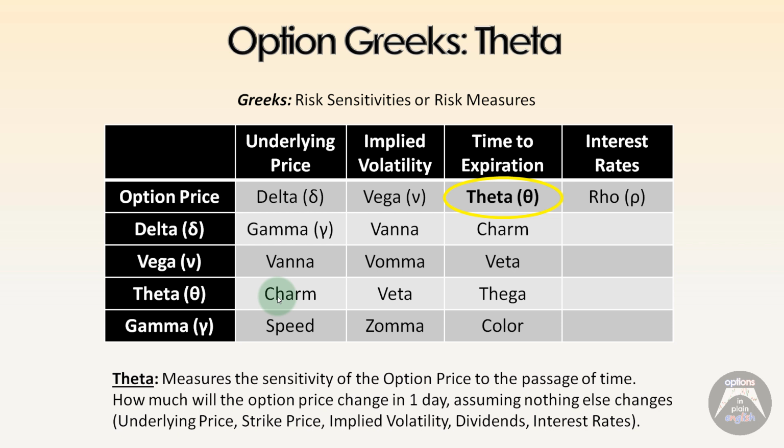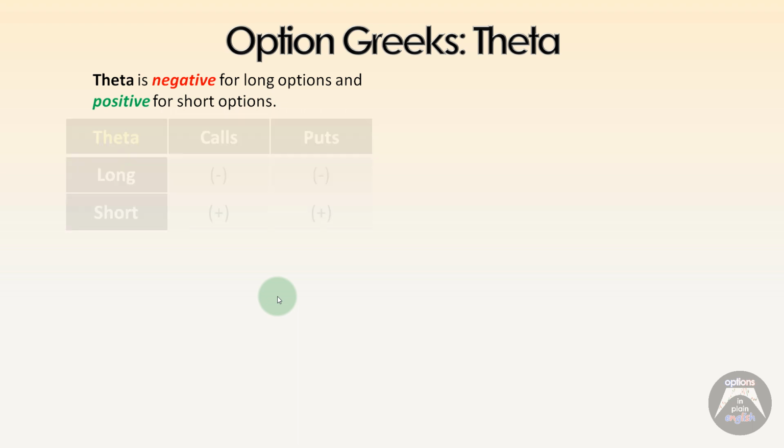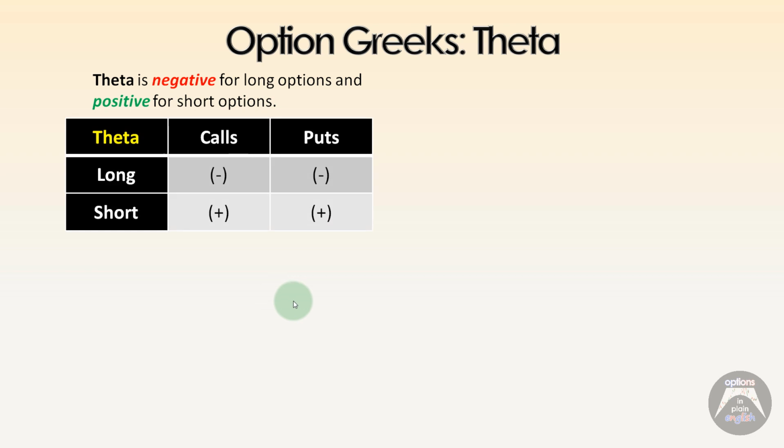And theta is going to be a number that's going to give you a good understanding of the amount that you're going to lose by holding a certain option. Theta is negative for long options and is positive for short options. It doesn't matter whether you're talking about calls or puts. When you're long an option, theta is negative for calls and puts, and when you're short an option, theta is positive for calls and puts.